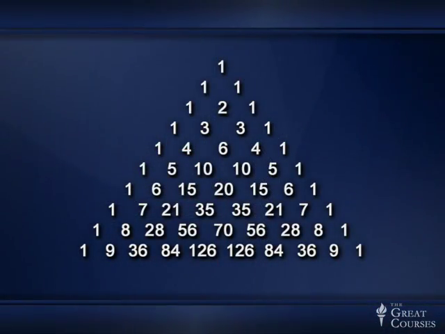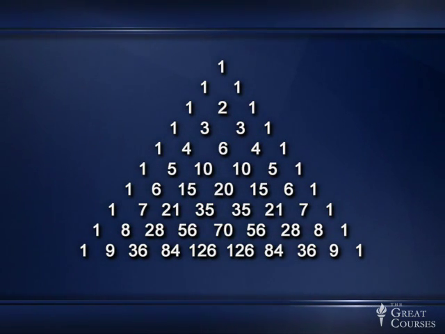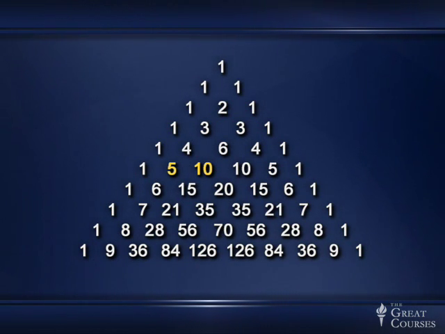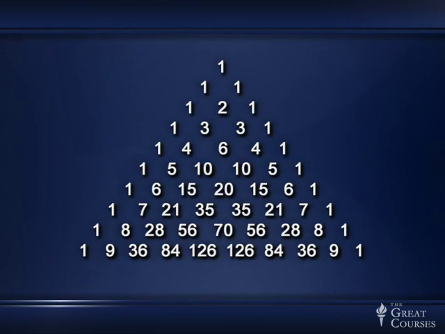Now, let me ask you a question. Where have we seen the numbers 5 and 10 in this lesson? Well, here's a hint. Go back to Pascal's triangle. This lesson is all about that triangle. And if you look at it, you'll see that there's a 5 and a 10 right next to one another in the row that looks like 1, 5, 10, 10, 5, 1.